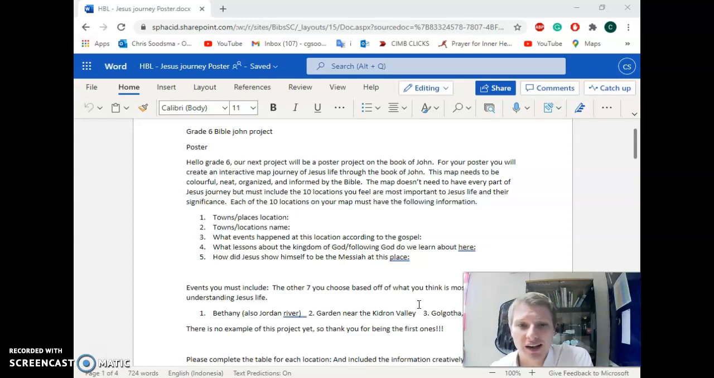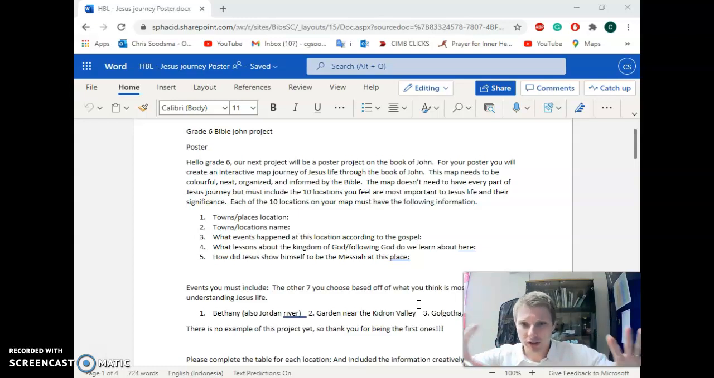This is the final big Bible project you're going to do this year, and it is on the book of John, and it is a poster. However, the poster has research all a part of it. Don't worry, you'll get to do your typing and things like that. But I want you to imagine a poster that is like a map.